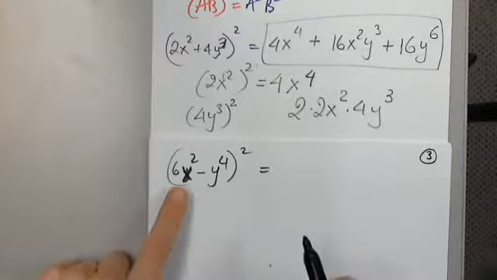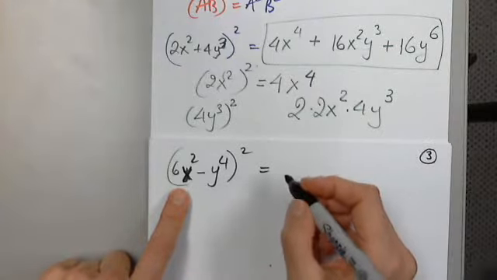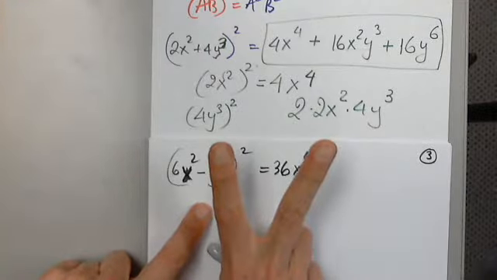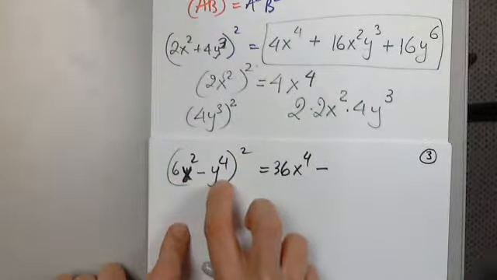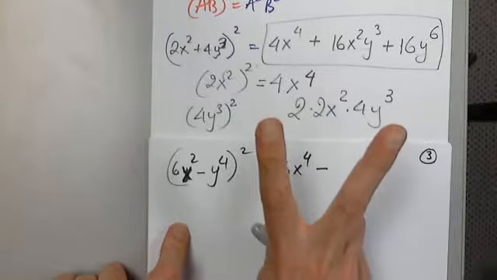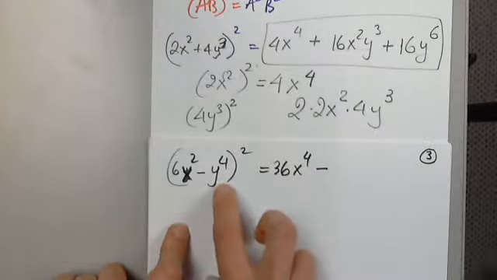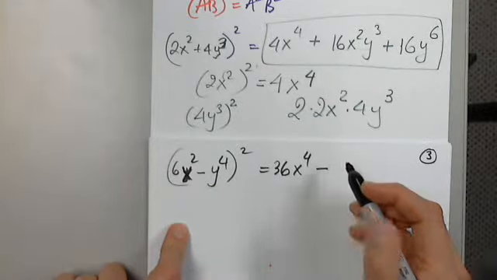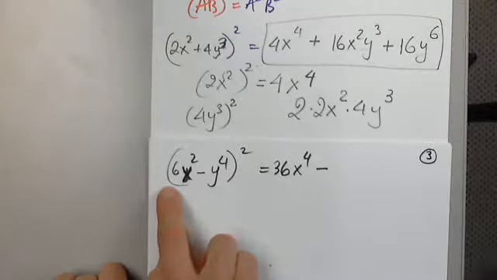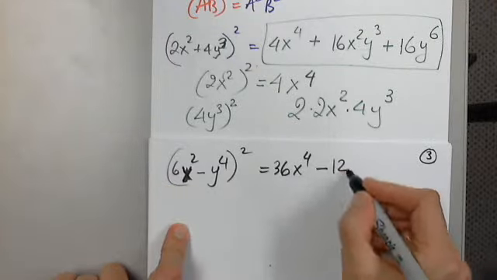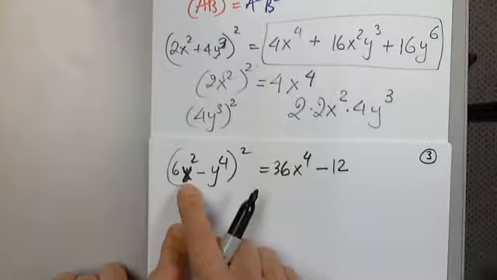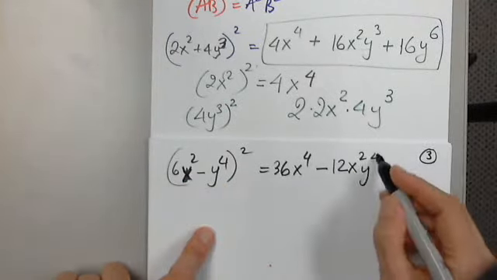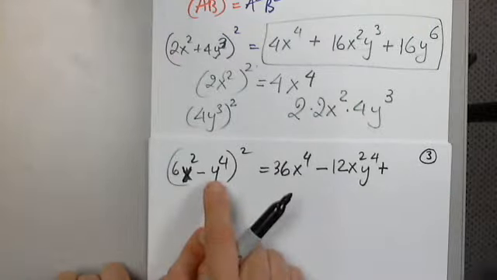Okay, so 6x squared, squared. 36x. Very good. Minus 2 times the first times the second. 2y to the 8th. 2 times the first times the second. 2, 6x to the 4th. 2 times 6 is 12. And then, yes, and then, very good, and plus the second term squared.